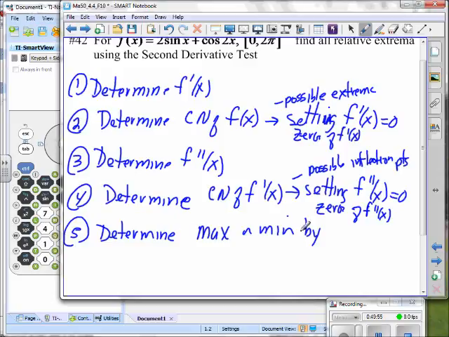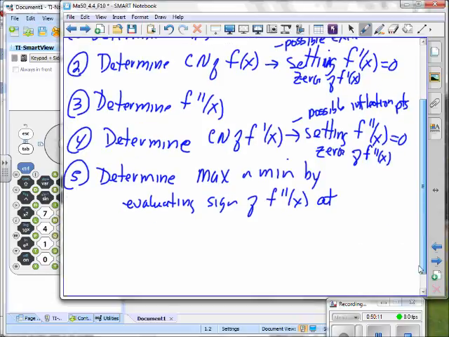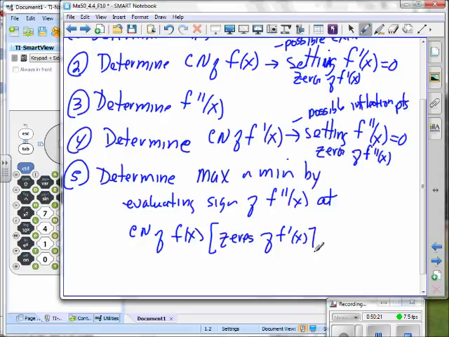Okay, so we determine maximum or minimum by, how can we say that, evaluating the sign of the second derivative at critical numbers of f of x. Let's put it in here. These are zeros of the first derivative, just to make sure we're not confusing these. Okay?